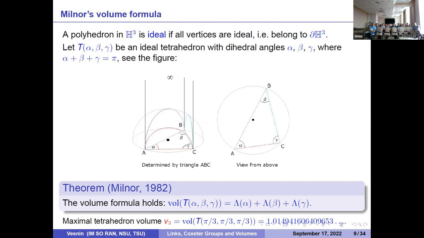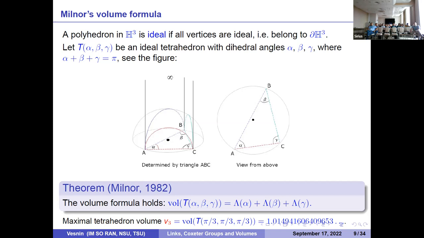And there is a very nice formula obtained by John Milnor. You can find the volume of such a tetrahedron the following way. Such a tetrahedron is determined by three angles, alpha, beta, and gamma, the plane angles at points A, B, C, just in usual Euclidean geometry. Since we are on a Euclidean plane, these angles sum to pi. So alpha, beta, and gamma, three angles, determine our polyhedron, and the volume can be found by taking the Lobachevsky function and substituting these angles: the Lobachevsky function of alpha, of beta, and of gamma.